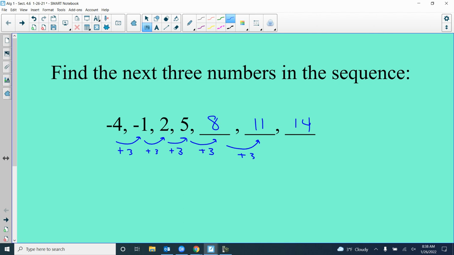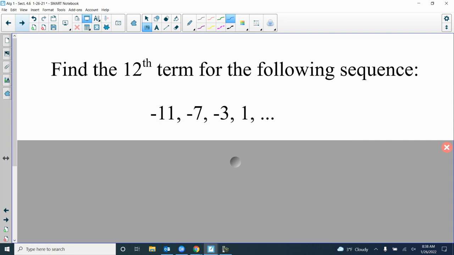Okay, now this next part still isn't on your guided notes, but just pay attention. Could you give me the 12th term for the following sequence? So it's a little bit different. This is the first. This is the second. This is the third. This is the fourth. What would you do to give me the 12th term? How is this one changing? Rylan, you know? No? You don't know? Ellie? It's adding 4.